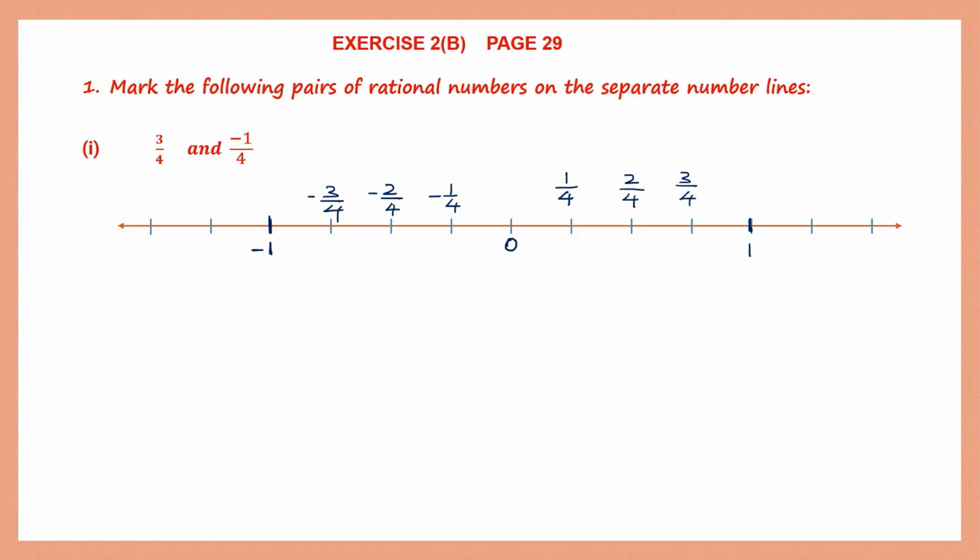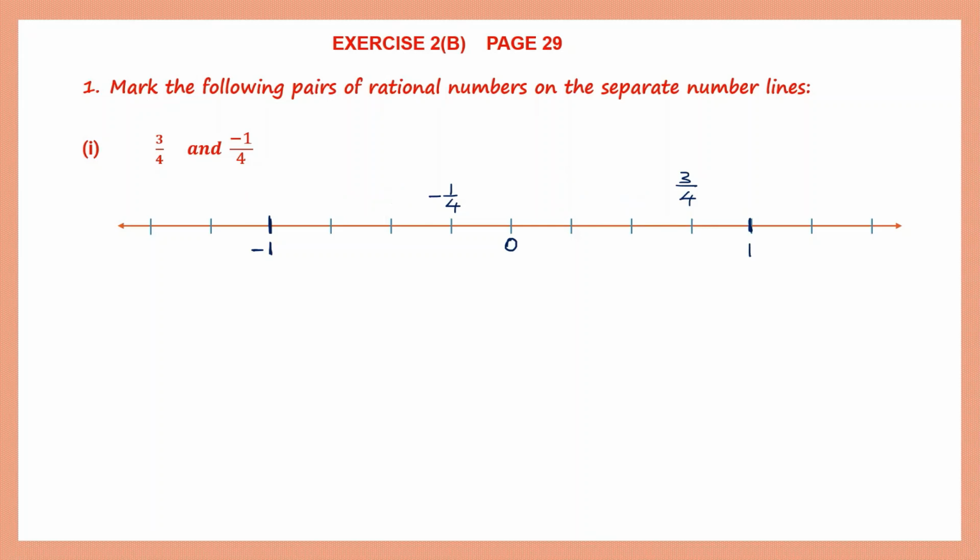Now, what are we asked to mark on the number line? We have to mark 3 by 4. Now, where is 3 by 4? This is 3 by 4. Can you see? We have marked 3 by 4 here. And we have also been asked to mark minus 1 by 4, which is this, minus 1 by 4. So, we can remove the other rational numbers that we have drawn here, not the integers, but the other rational numbers that we have shown here.